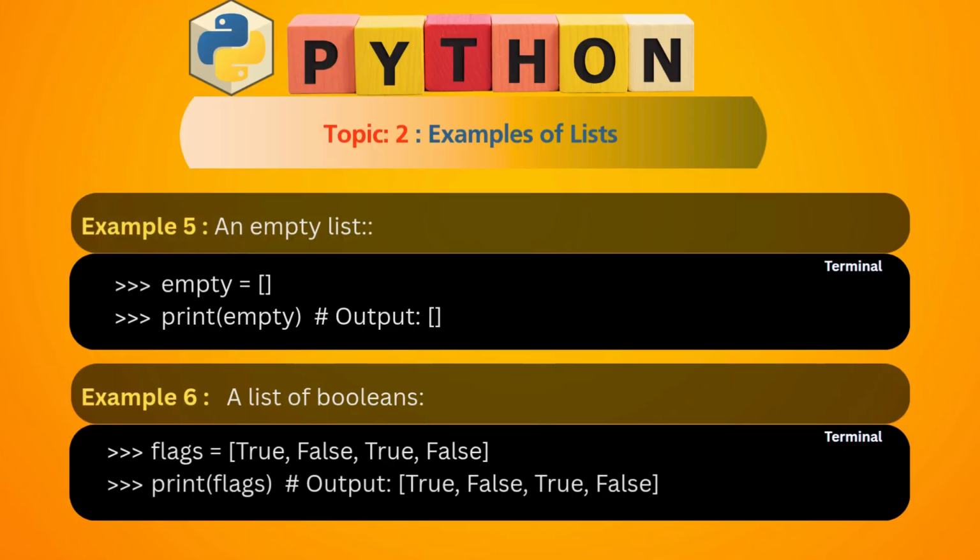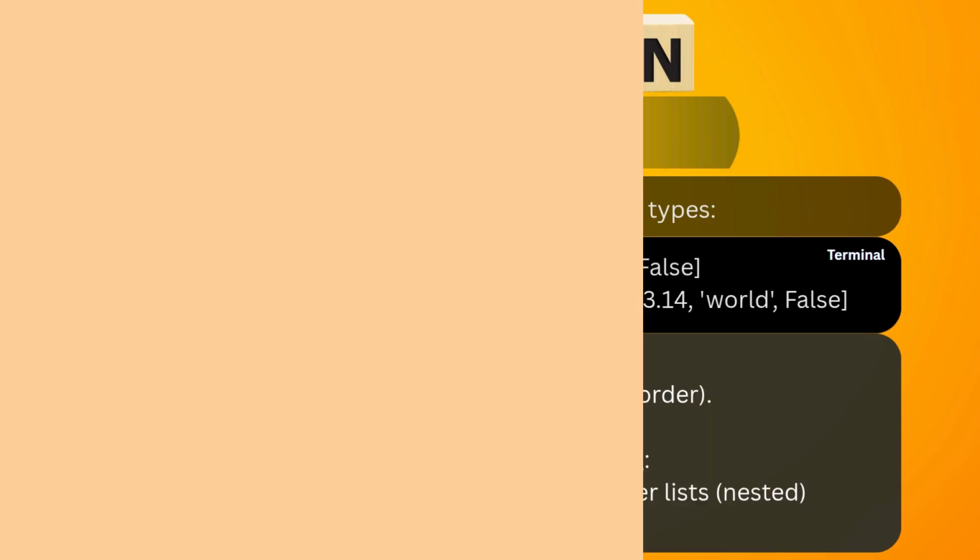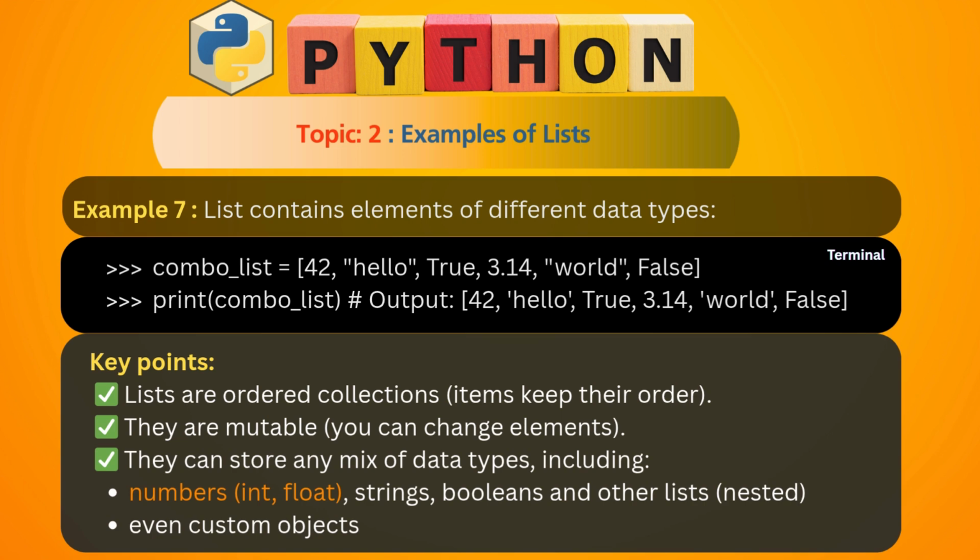Empty list: empty equal to two square brackets. Print empty, and the output will come empty. A list of booleans, True, False like that, you have to declare like this. So a list can be booleans also. So these are the examples showing how to prepare a list. Now we will see the other example also.